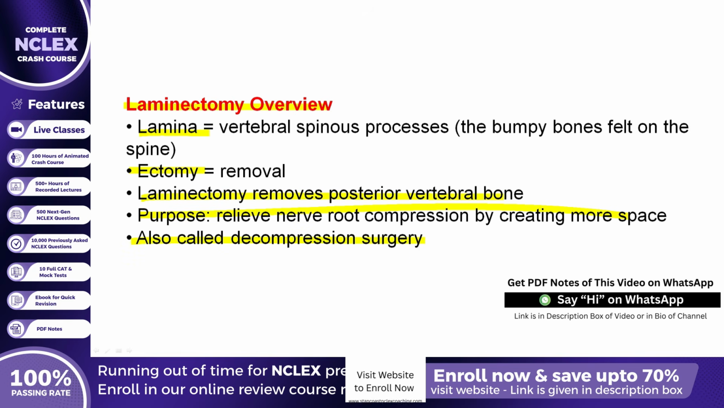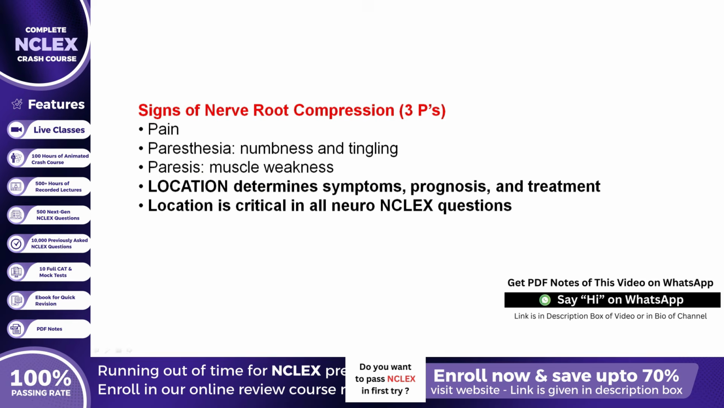Now, as we shift into identifying what nerve root compression looks like, the first thing to recognize is pain. Following that, we look for paresthesia, which refers to numbness and tingling. The third hallmark sign is paresis, meaning muscle weakness. The location of these symptoms ultimately determines the overall presentation, the prognosis, and the appropriate treatment. And this is why location becomes absolutely critical in all neuro NCLEX questions.